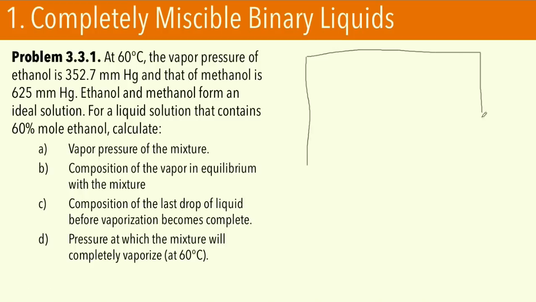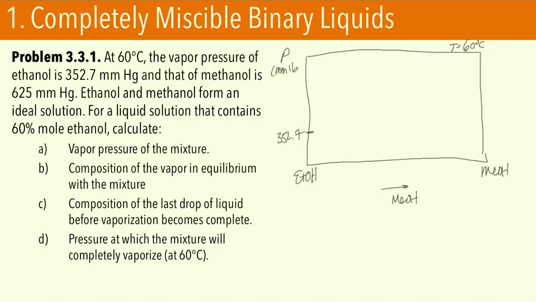So we have our plot here. Let's say that this is, I don't know, 100% methanol. We have methanol going in this direction here, and we have ethanol here. Our temperature is at a constant 60 degrees Celsius, and we have our pressure on our y-axis. Let's also plot out the corresponding pure vapor pressures of our components. If we have pure ethanol over here, the pure vapor pressure of ethanol is going to be 352.7 millimeters mercury. Let's note that the pressure here is in terms of millimeters mercury. Then we also have the higher vapor pressure of methanol. It's a more volatile component, so this is at 625 millimeters mercury.